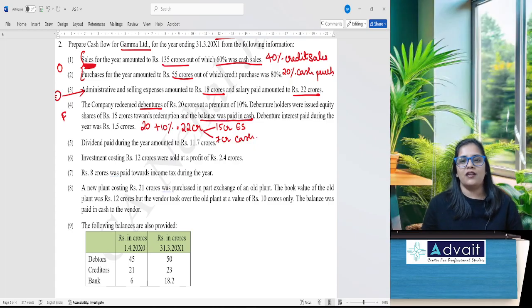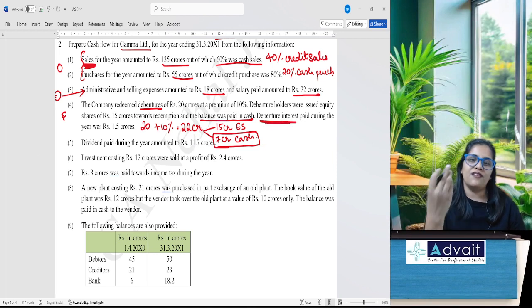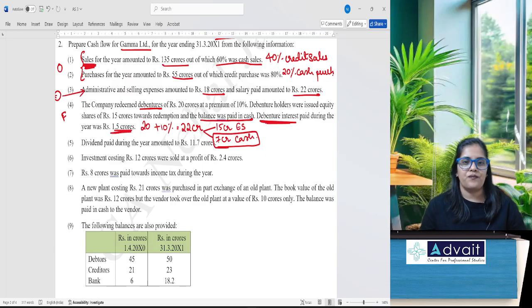Okay, so now you can tell me in cash how much should appear in cash flow statement. Only 7 crores cash paid will come. Okay, because here we are going to talk only and only about cash flow, how much inflow or outflow is happening. Okay, debenture interest. So guys, this is debenture interest we are paying. So this is a financing activity. Paid was 1.5 crores.